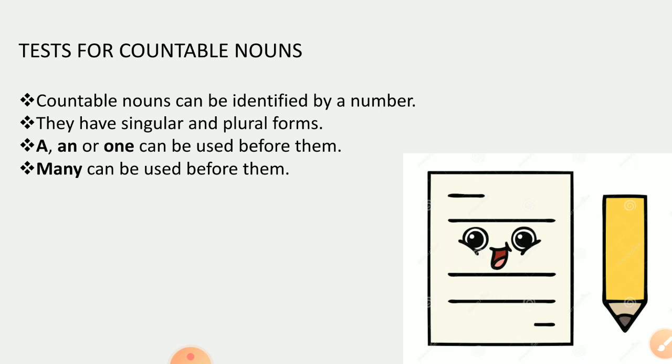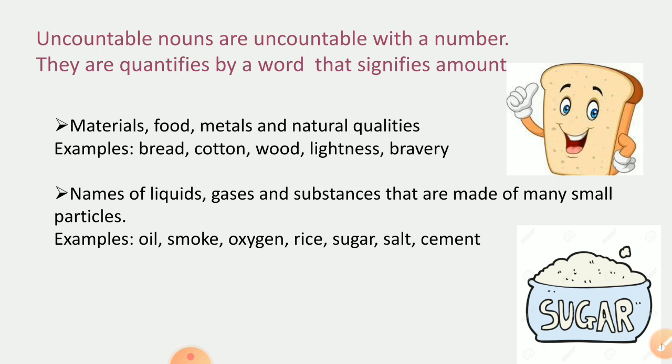Countable nouns can be identified by a number. Say 1, 2, 3, 4. Like I said, there is a unit of measurement too. They have a singular and plural form. You can use a, an, or one before them, or many can be used before them. Moving on to the next slide.